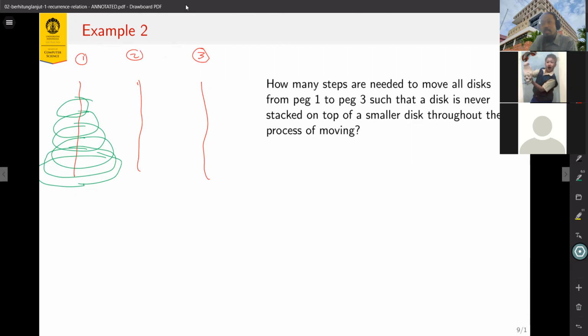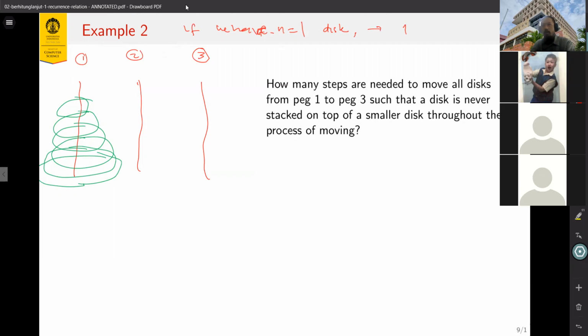Okay, let's start with an even easier one. If we have only 1 disc, how do we move that? How many steps do we need? 1 step. Matthew, thank you. Well, it's easy, right? We simply move that disc from the first peg to the third peg. Now, what if we have 2 discs?